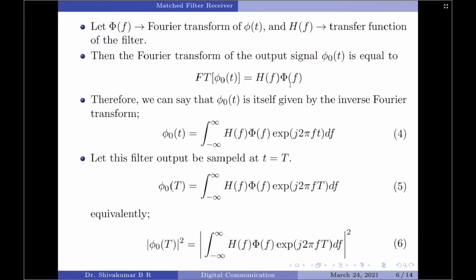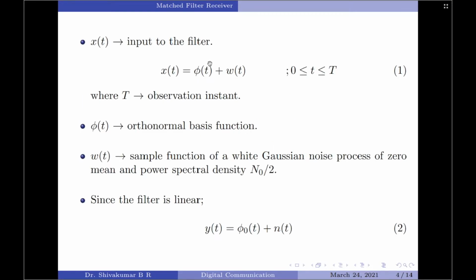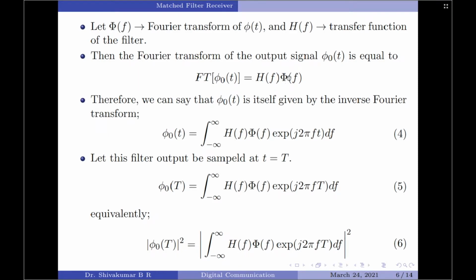This in fact is a correct expression because if you come back and look into the input signal, the known signal component after being passed through a linear filter of impulse response h of t will provide an output which will be the convolution between phi of t and h of t. Once we apply Fourier transform to this convolution, we get the product in terms of the frequency domain, and that is what is being written here.